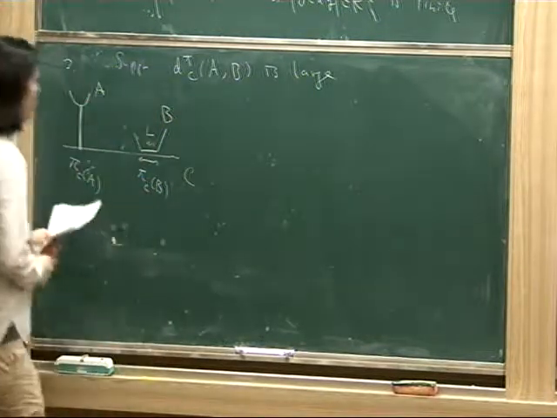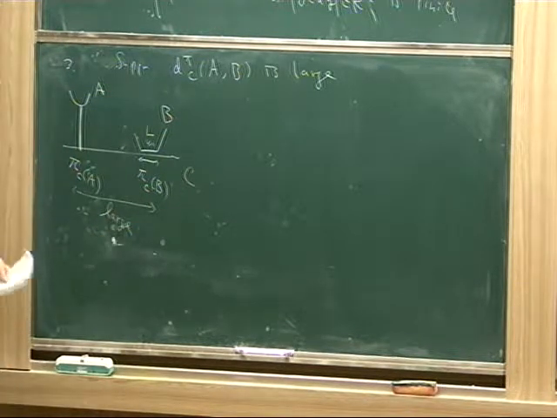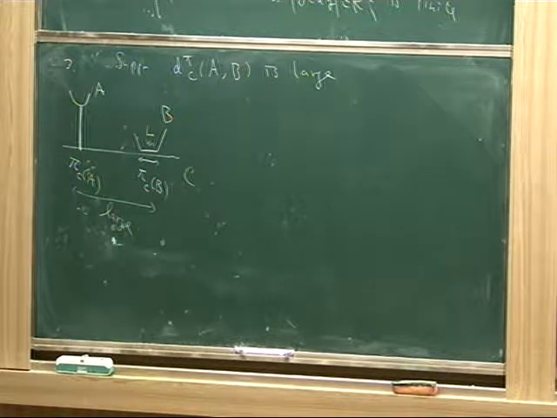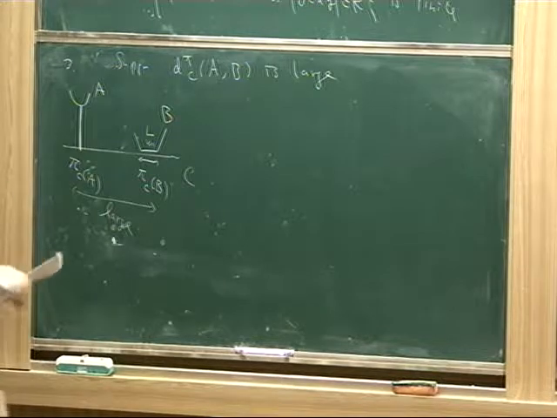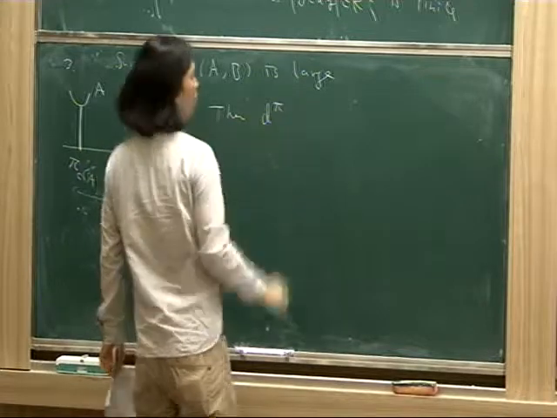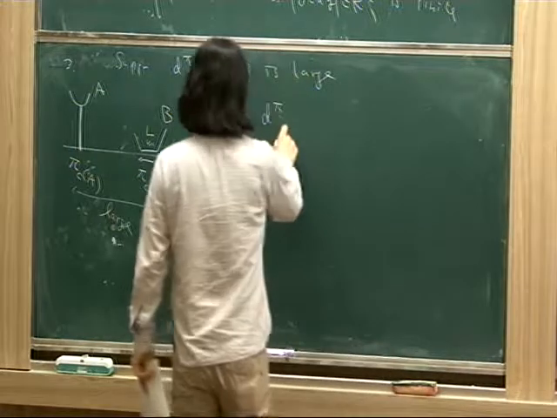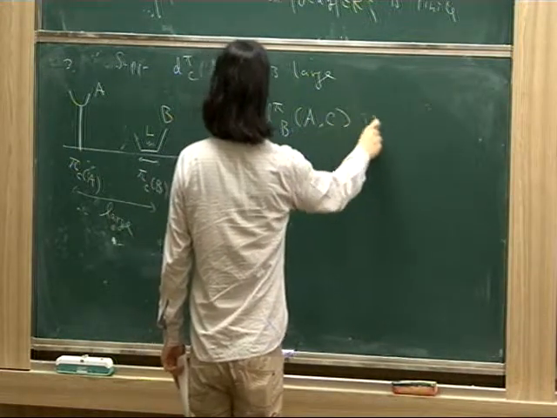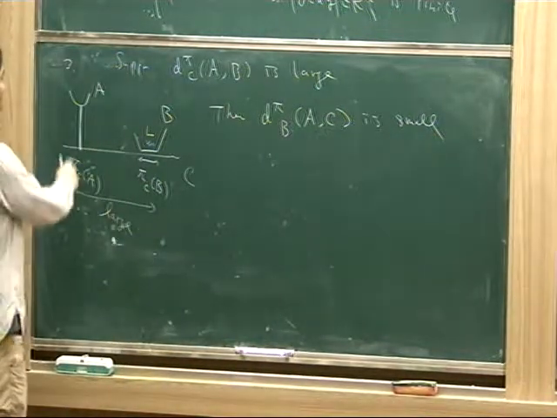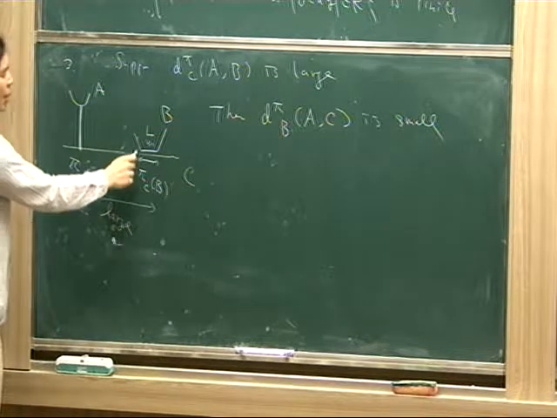Okay? But the function says this is large. That means, of course, those projection sets are disjoint. So my claim is now then the projection of A, C to B is small. So what is the projection of A and C to B? Well, the projection of A to B is this point.